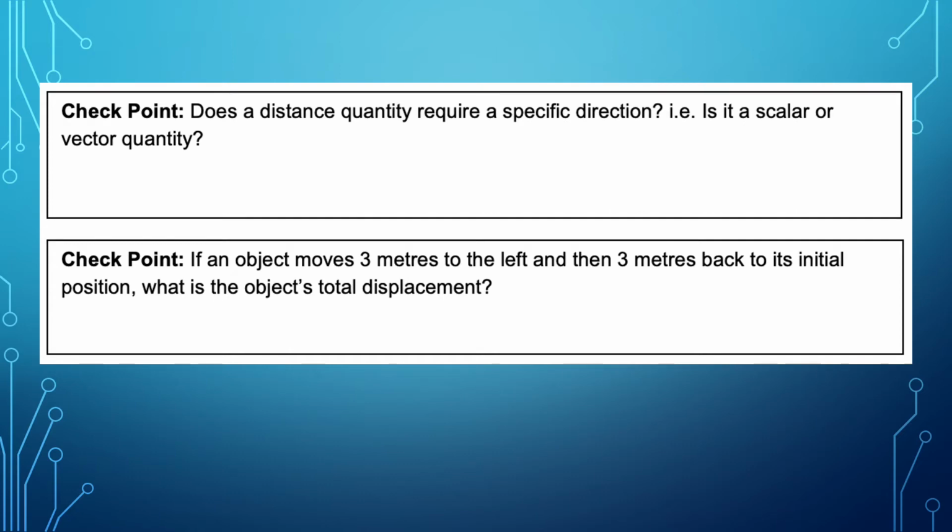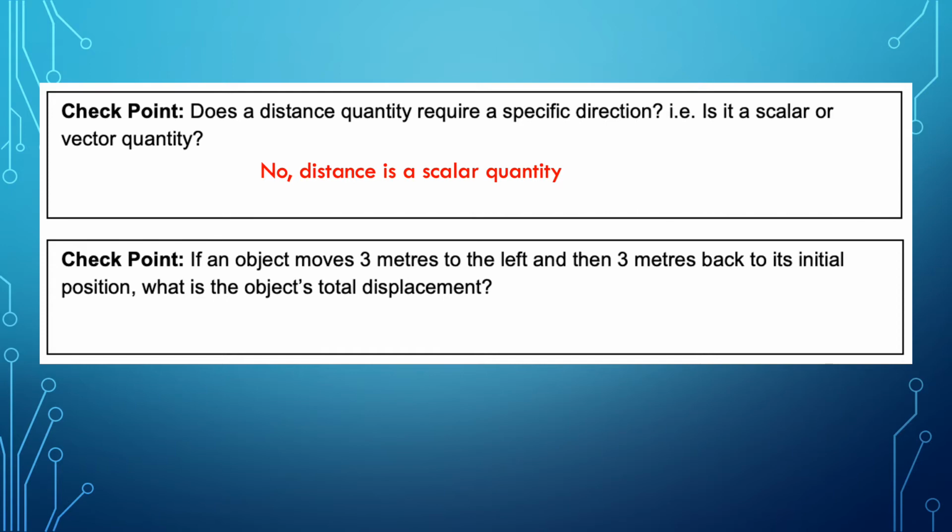For the first one, it says, does a distance quantity require a specific direction? For example, is it scalar or vector? And this one is, no, distance is a scalar quantity, so you do not need a specific direction.